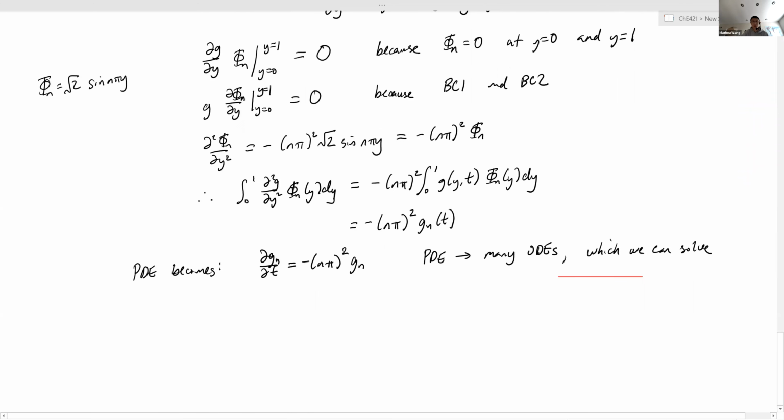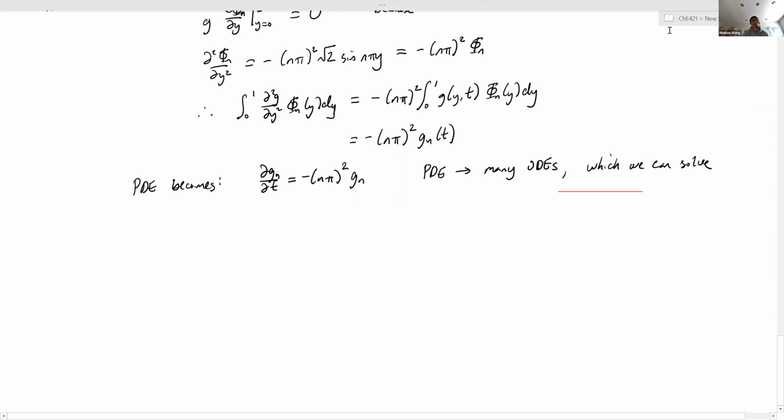Now, of course, the initial condition up there was that g is equal to y minus 1 at time t equals 0. Those conditions are in G. We're talking about G there. We actually need to talk about what happens when we express it in terms of these basis functions now.